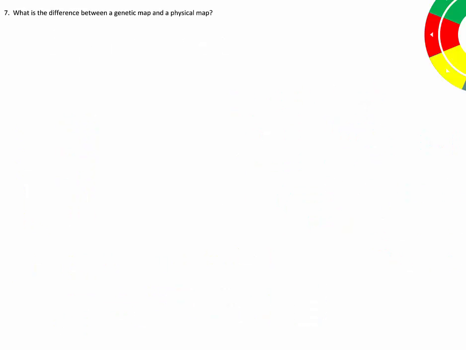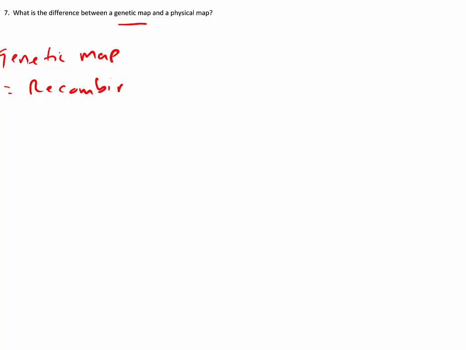What's the difference between a genetic map and a physical map? Well, everything we've talked about so far have been genetic maps. A genetic map is based on recombination frequency. It's also called a recombination map sometimes. It's just based on recombination frequency.